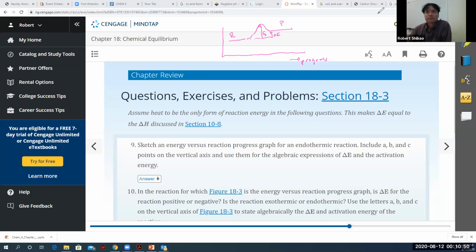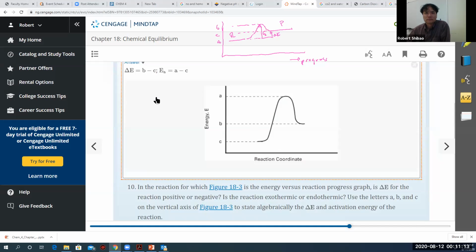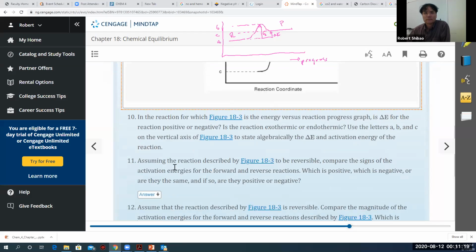A, B, C. So this would be A, and then B here, let's say, and then C here. We can make equations using A, B, and C. And activation energy is this big one here. Assuming the reaction described in figure 18.3 to be reversible, compare the signs of activation energies: which is positive, which is negative, or if they're the same.